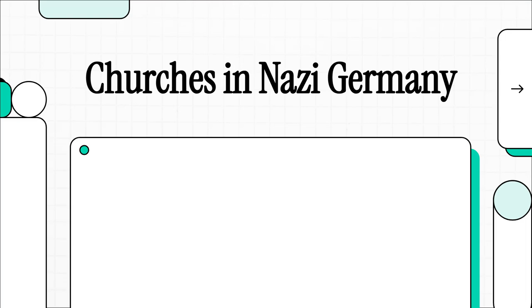Today, we're tackling a massive topic for your IGCSE history revision. We are breaking down the complex and, frankly, dangerous relationship between the churches and the Nazi state. We're going to visually unpack exactly how the regime dealt with one of Germany's most powerful institutions, giving you the precise facts and analytical angles you need to really ace your exams.